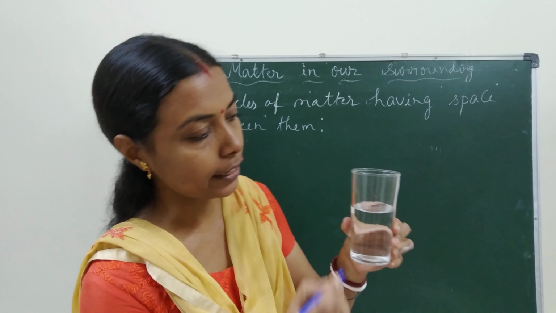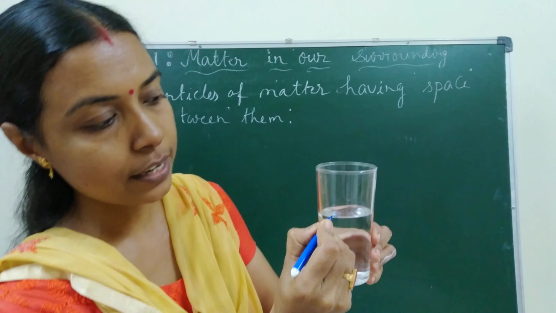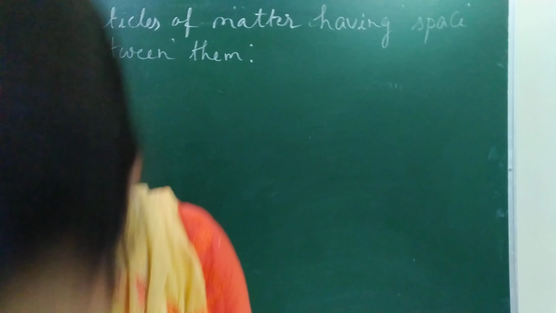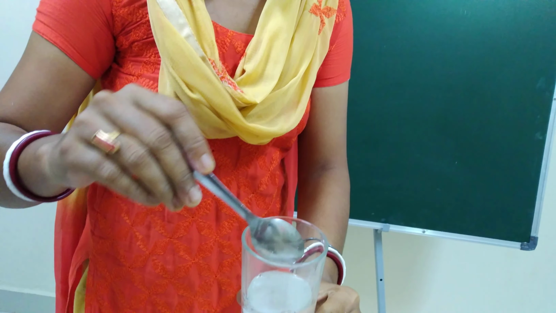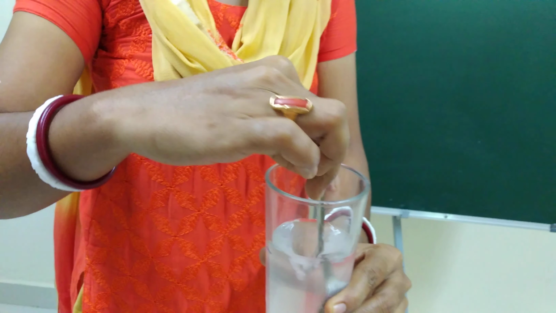Now check, this is the level of water, blue color. Now I have added to this water 1 teaspoon salt. Now I am mixing the salt.